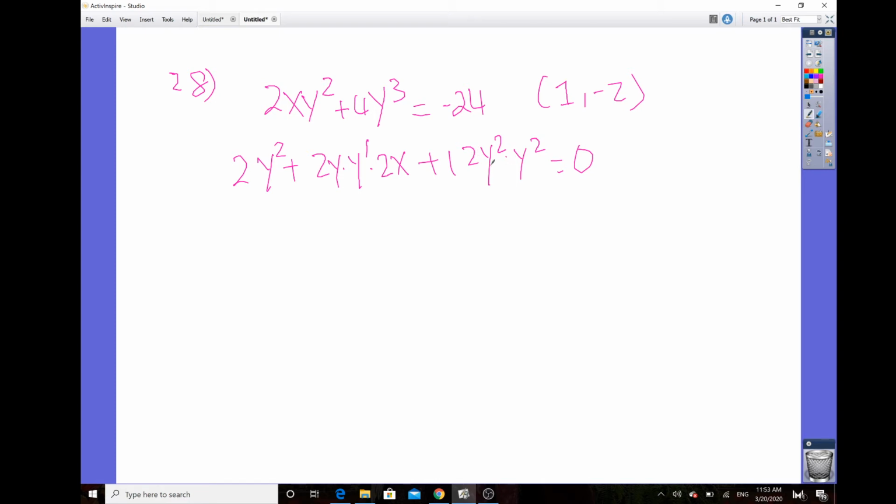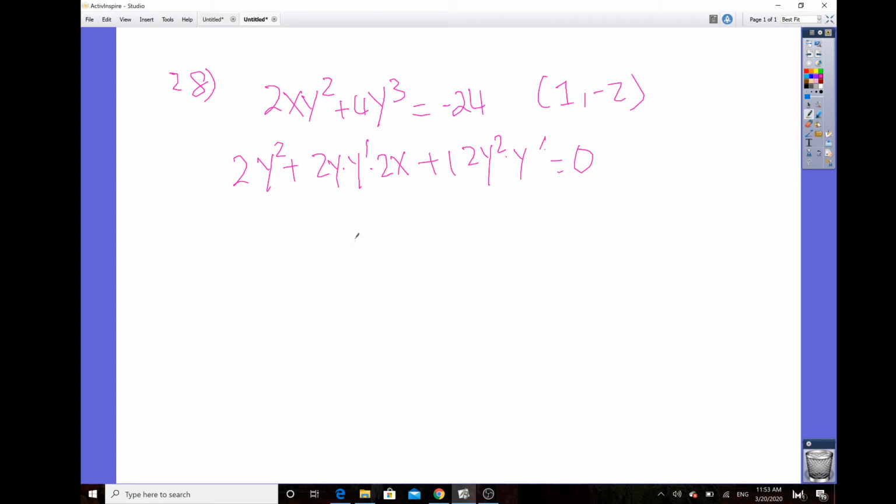Again, y is the dependent variable, so anytime you take the derivative of that, it comes along with y prime. So this one is a little error: it's 12y squared times y prime, not y squared. Okay, so let's just fix that. That one is supposed to be y prime.